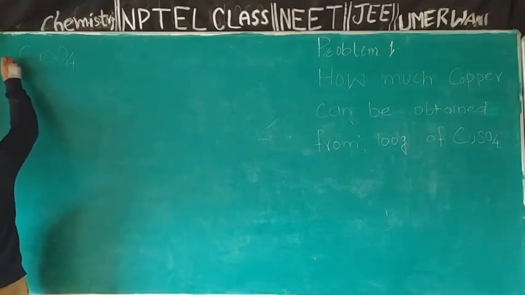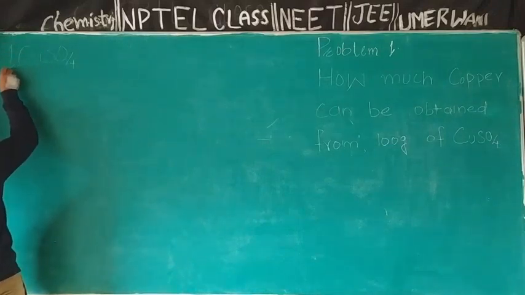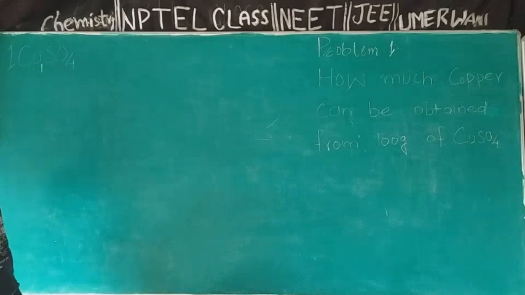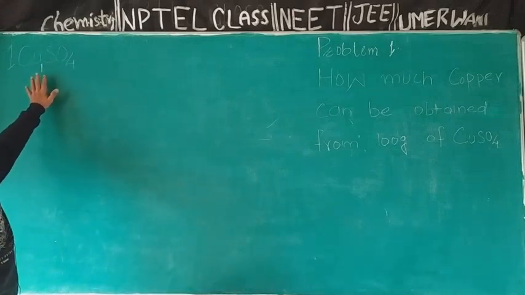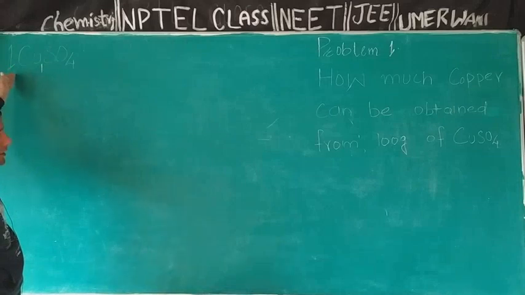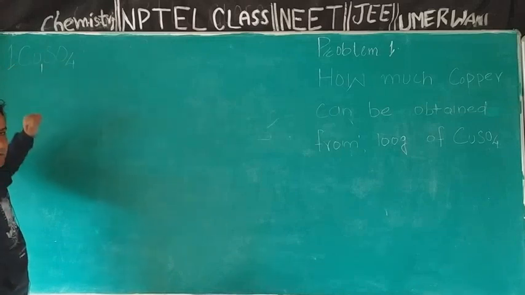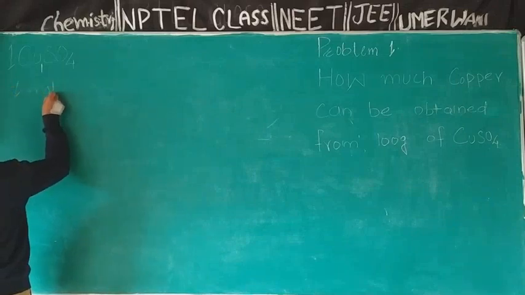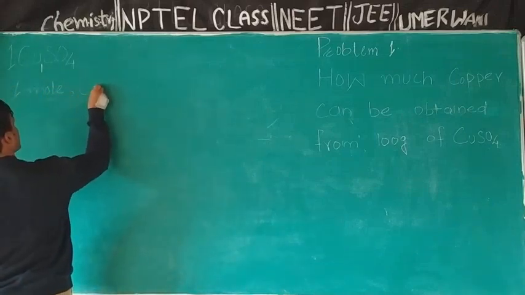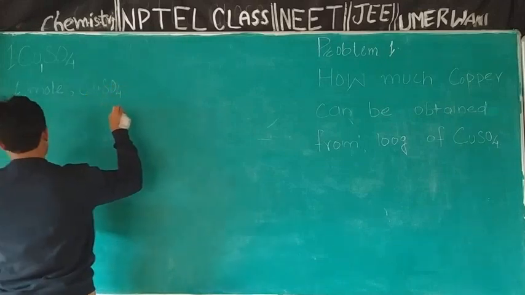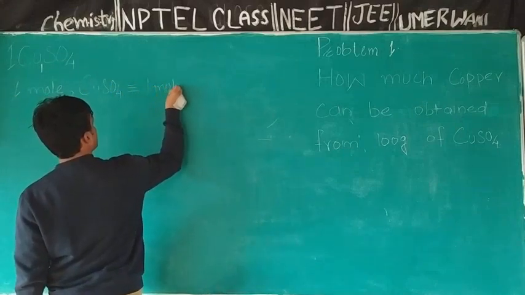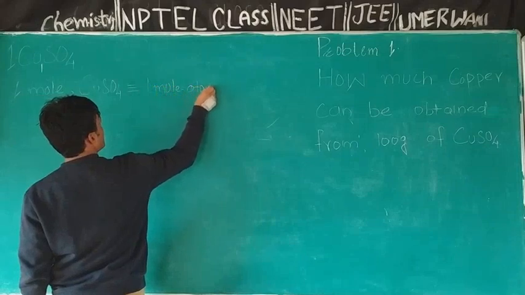In 1 mole of copper sulfate, we have 1 mole atom of copper. The chemical formula of copper sulfate is CuSO4, and this formula conveys that 1 mole of copper sulfate has 1 mole atom of copper. So I will write: 1 mole copper sulfate has 1 mole atom copper.